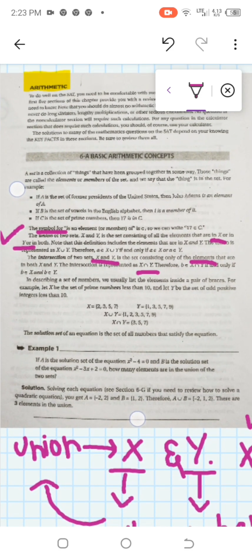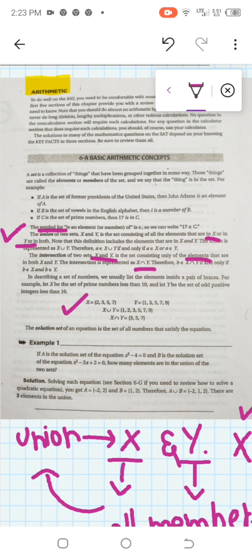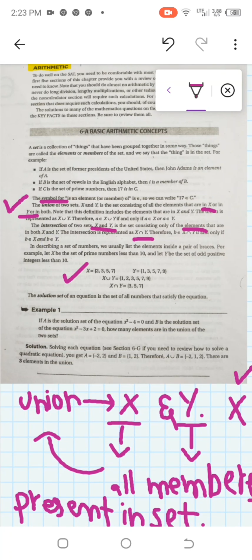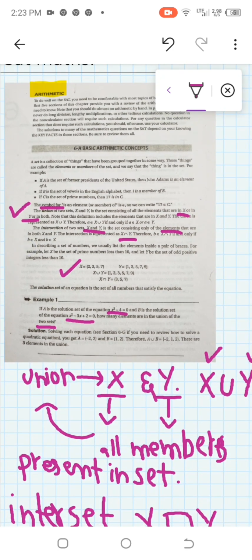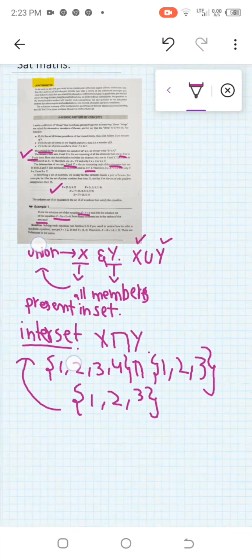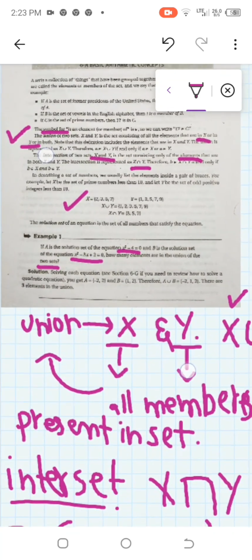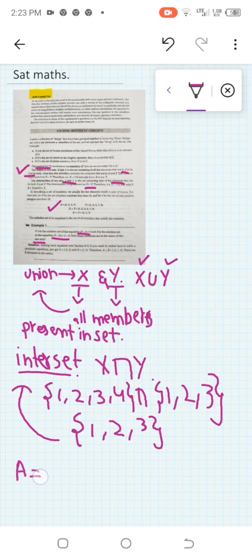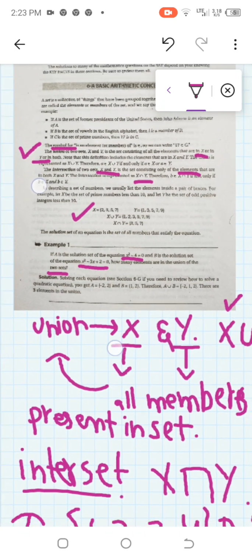Fine. Moving on, here you can see union and intersect is given. After that, example number 1 is given. If A is the solution set of x square minus 4 is equal to 0 and B is the solution set of x square minus 3x plus 2 is equal to 0, how many elements are in the union of the two sets? So we are going to sum this up. Here I'm going to find the union of this. First of all, let me write the sets. A set is x square minus 4 and B set is x square minus 3x plus 2.